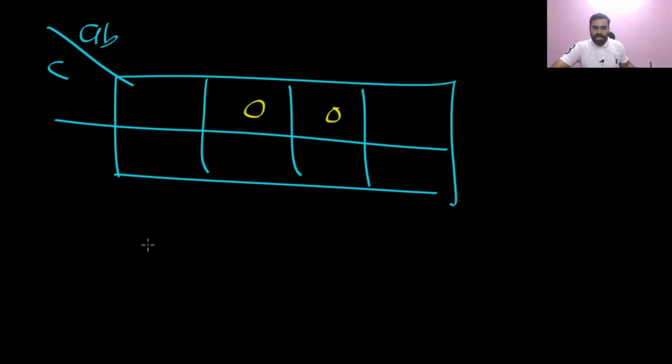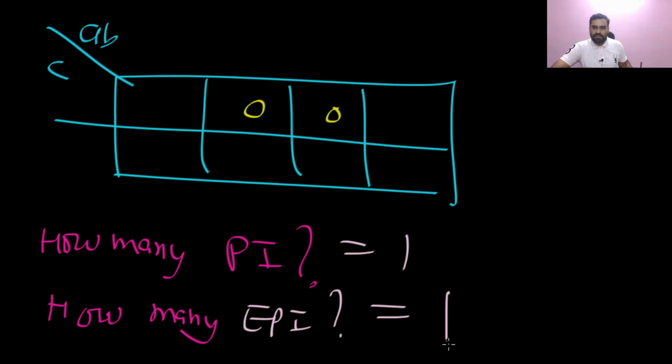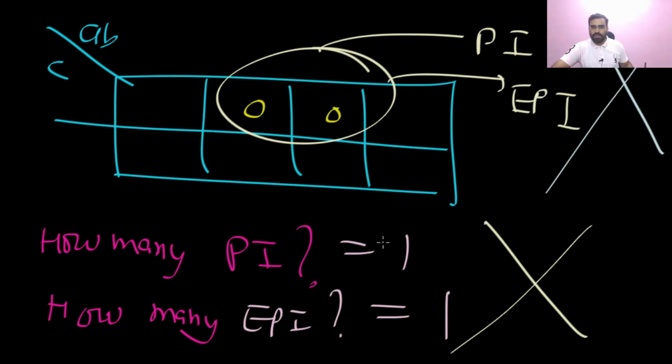They will ask how many prime implicants. So this K-map they will give you, and they will ask how many PI, and how many EPI. What will be the answer? Now, if you say the answer is 1 and 1, then that is wrong. If you say this is PI, this is EPI, then this will be wrong.